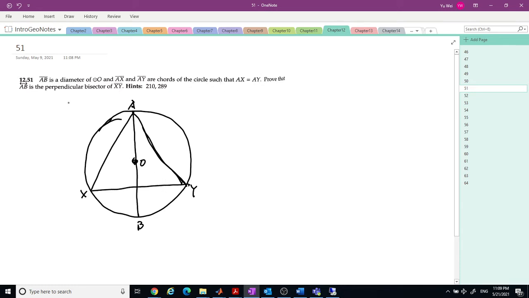So prove that AB is the perpendicular bisector. We know they are equal chords, right? So we want to prove this is the perpendicular bisector. For example, this is D, right? So we know this is alpha, this is alpha, right? So this arc AY is 2 alpha, and this arc is 2 alpha.